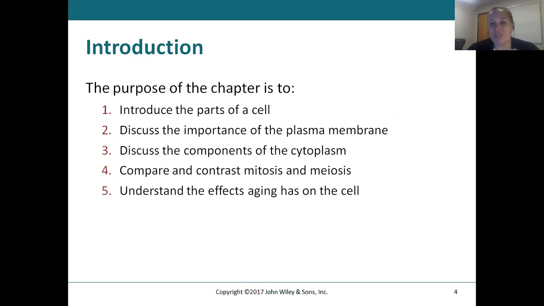This introduction is very similar to what we saw with the study guide: the different parts of the cell, the importance of the plasma membrane, the components of the cytoplasm. I don't think we'll get to talking about mitosis and meiosis in this particular lecture, and then understanding the effects that aging has on the cell.